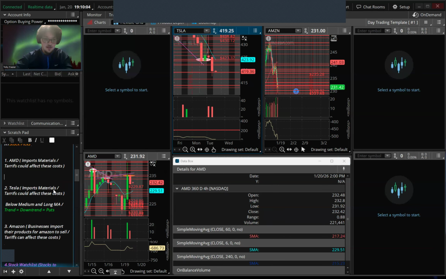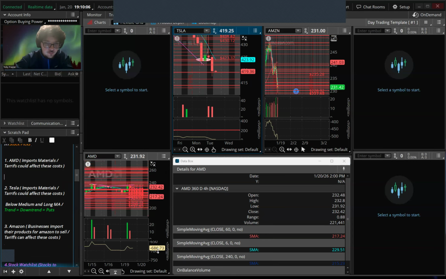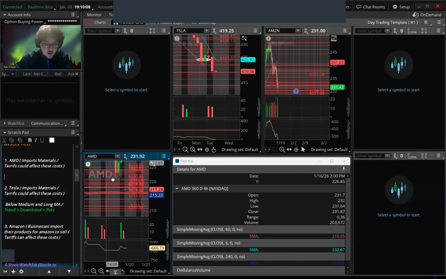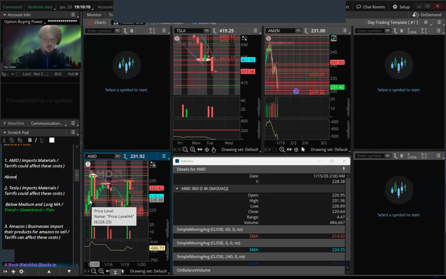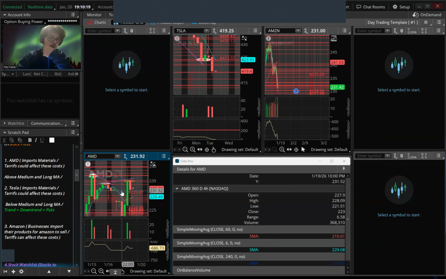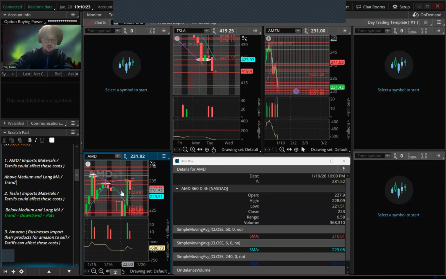AMD is above the medium and long MA. So if it forms that higher high, it may continue in that higher high. So a trend equals an uptrend, and that equals calls.